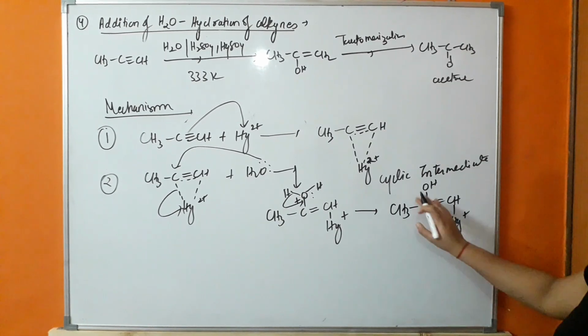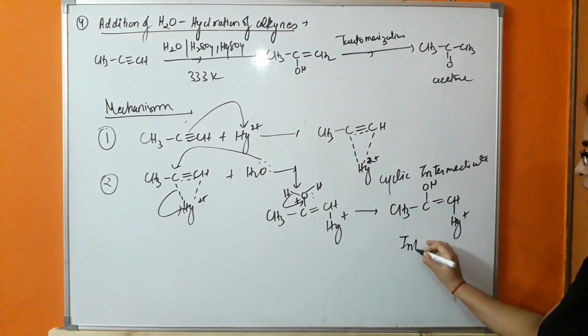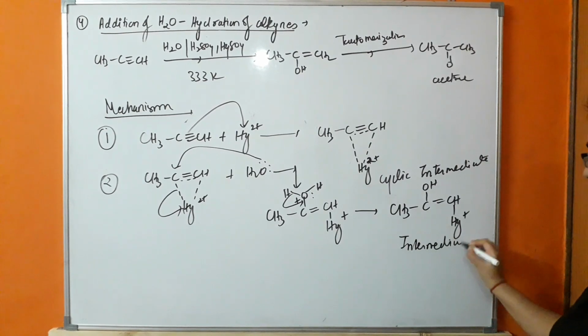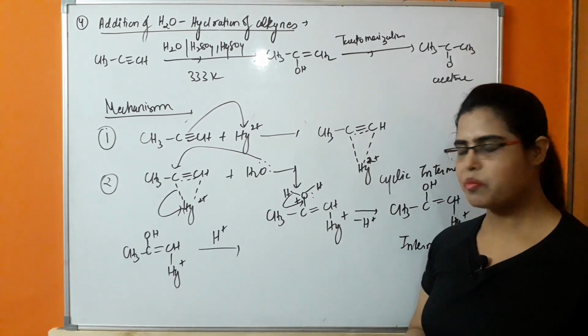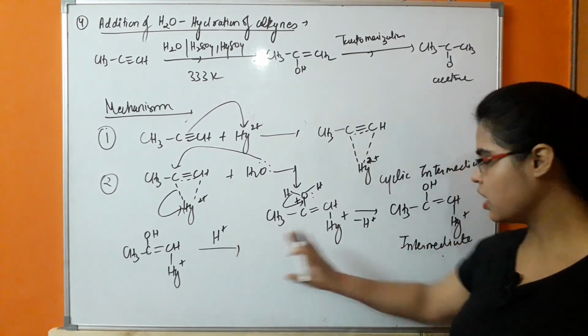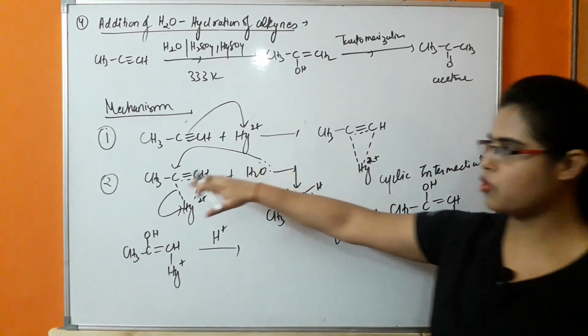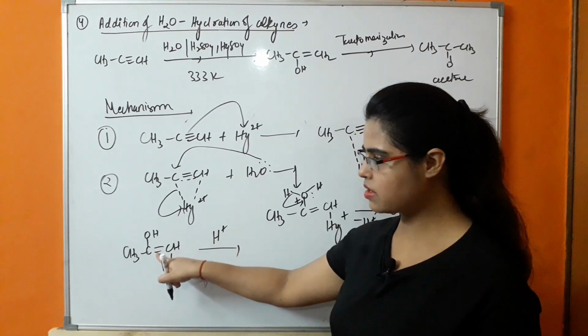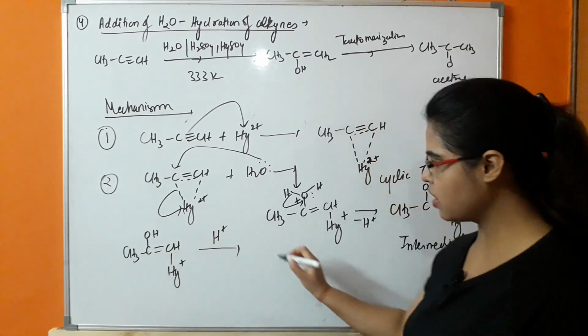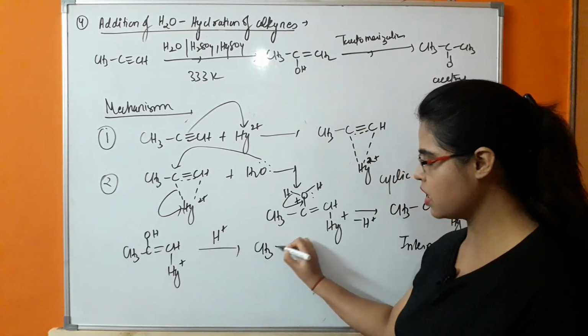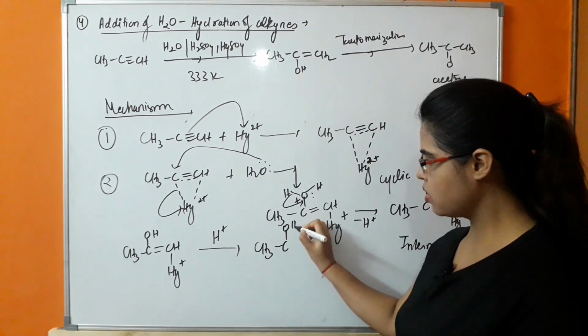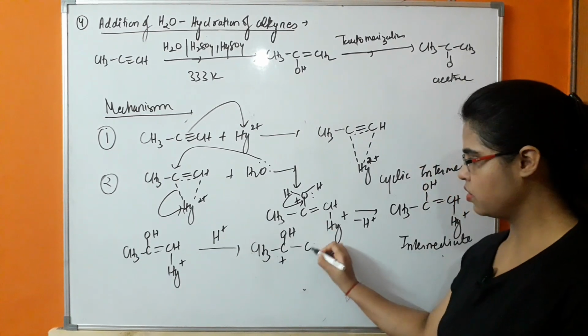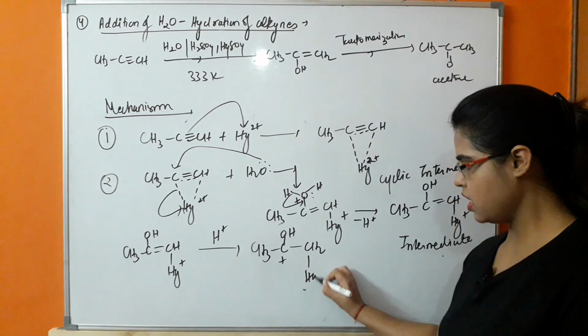So there is formation of this intermediate taking place. Further, what will be happening? In the presence of proton, this intermediate which is formed in the second step, this proton will attack on this double bond, due to which there will be formation of CH3, COH, carbocation, CH2, Hg+.